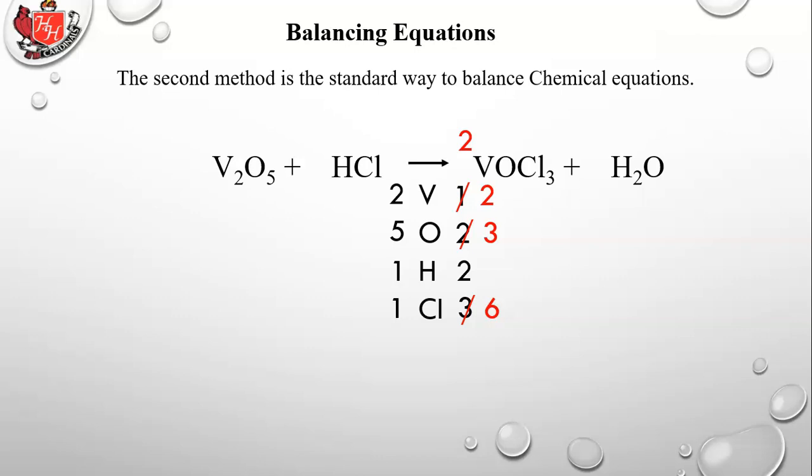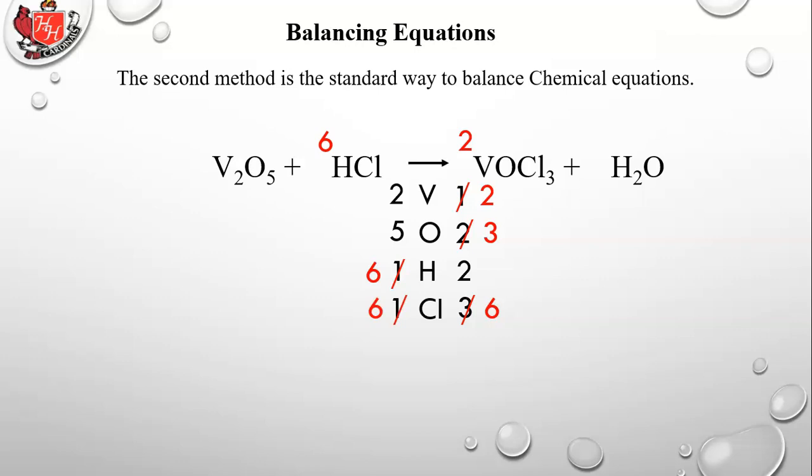Okay, now we're going to focus on the chlorine. So you have 6 chlorines on the right. So over on the left you need 6 chlorines. So we're going to put a 6 up there. So now you have 6 chlorines on the left, and you also have 6 hydrogens on the left. So we're going to change the hydrogens to 6 and change the chlorines to 6. Okay, so now chlorine is in balance and vanadium is in balance.